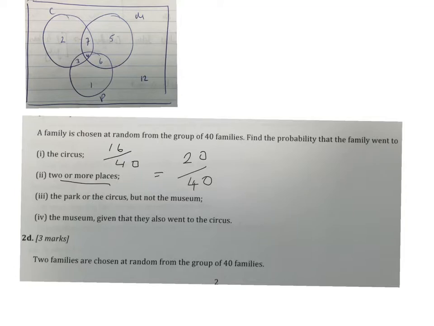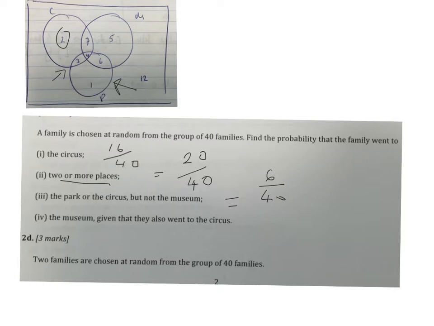Next, we're looking at the park or the circus, but not the museum. It's important here to understand the not the museum. We cannot count anybody who did not go to the museum. Again, it's out of 40 because we're not reducing where we're going here. But we're looking for the people who went to the park or the circus, or indeed both. So these 2 here, plus those 3, plus this 1 here. So in total, we've got 6 out of 40, which again you can cancel.